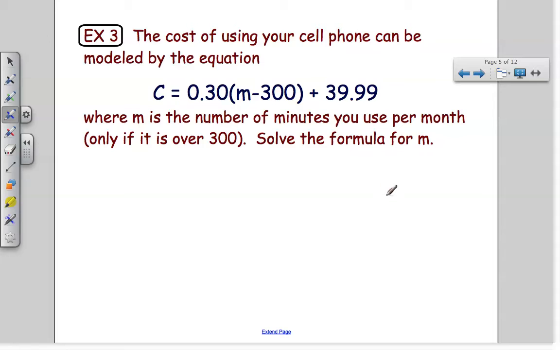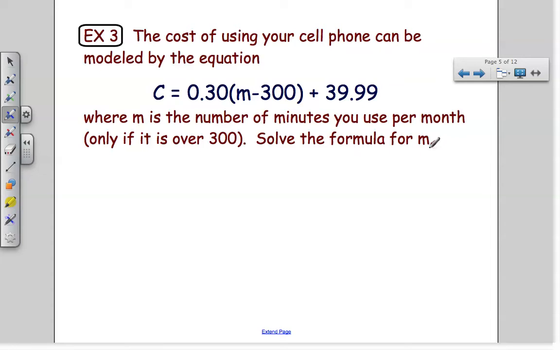First of all, just to talk about what this cell phone plan is doing here, it looks like it's 30 cents per minute, but only if it's over 300, so you must get like 300 minutes a month. So if you actually use like 400, 400 minus 300 means you went over 100. So then they'd charge you 30 cents for that 100 minutes. And this $39.99 must be like your basic base charge each month.